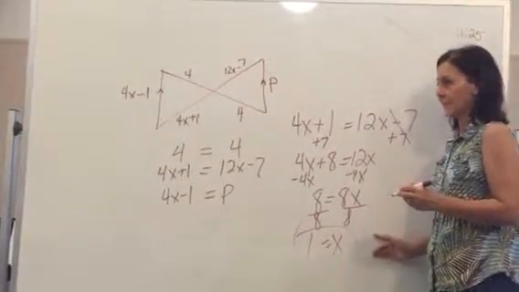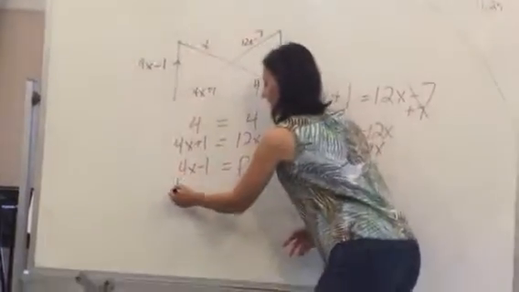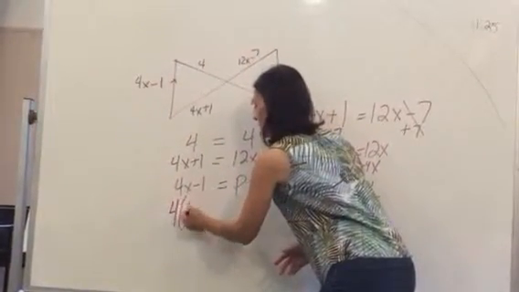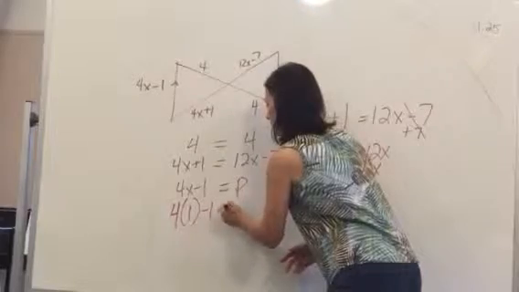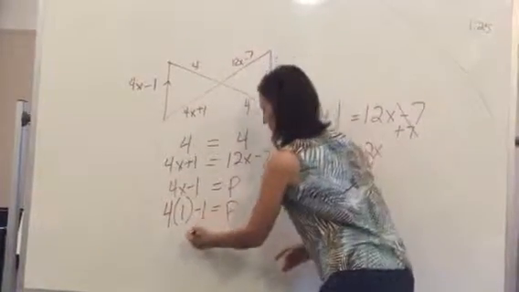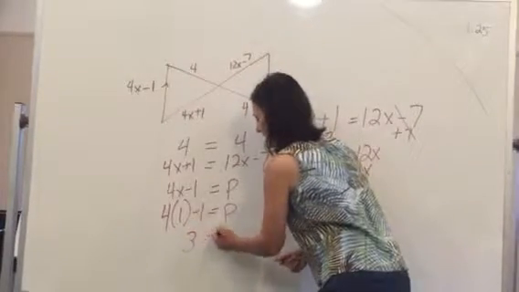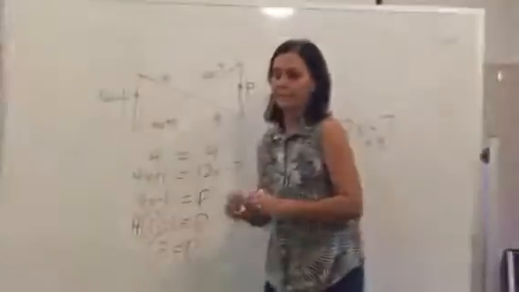Got it? Now we know what x is. Now I can plug in x here and solve for p. 4 times 1 minus 1 equals p. What's 4 minus 1? What does p equal? 3. P equals 3. Okay?